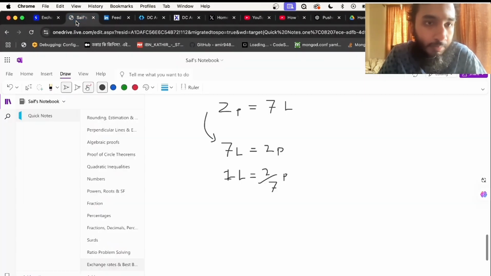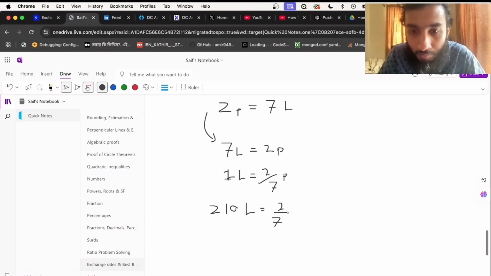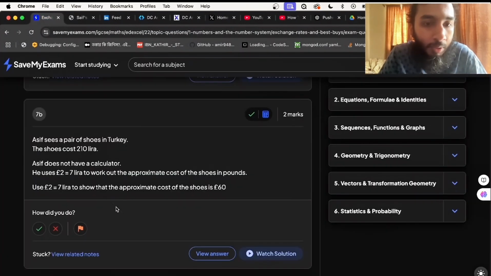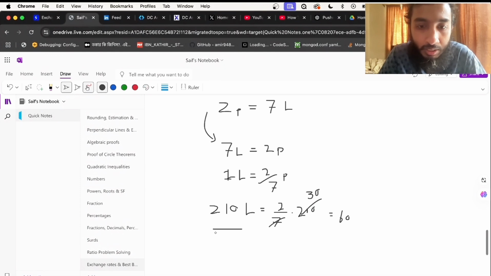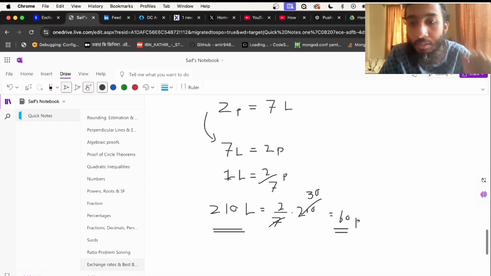What is given? 210 lira. So 210 lira is 2 by 7 multiplied by 210. If I divide 210 by 7, we get 30. So 30 multiplied by 2 is 60. Approximately the cost is 60 pounds. 210 lira is 60 pounds. The cost of the shoe is approximately 60 pounds. So this is what was required in the second part of the problem.